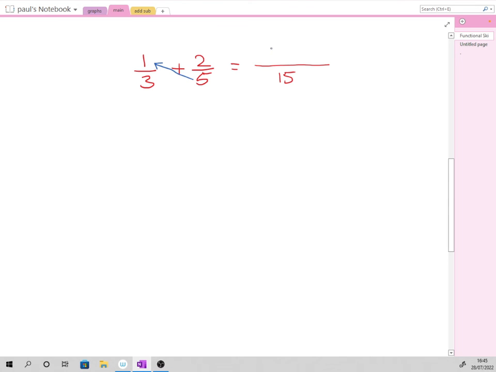5 times 1 is 5 and 3 times 2 is 6. So that will equal 11 over 15. It's not a top heavy, so that's fine.